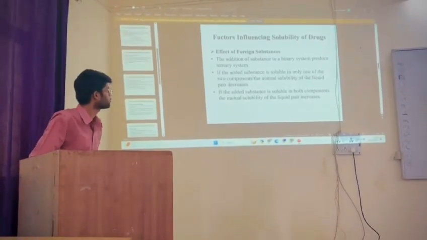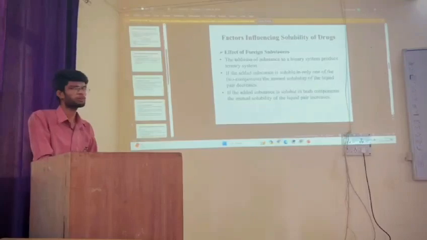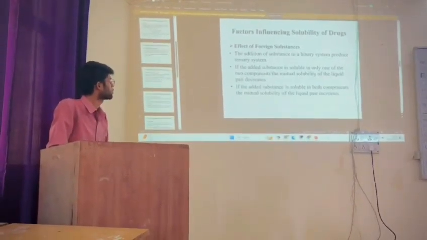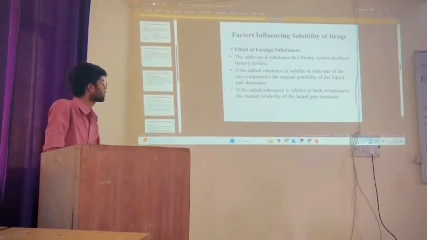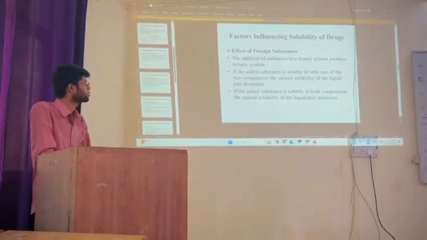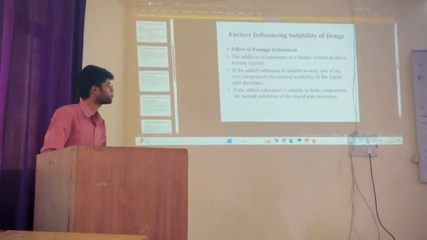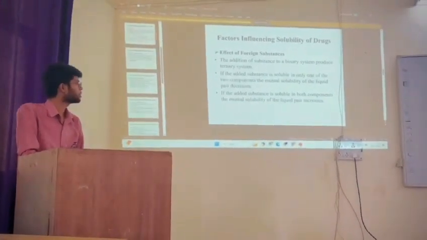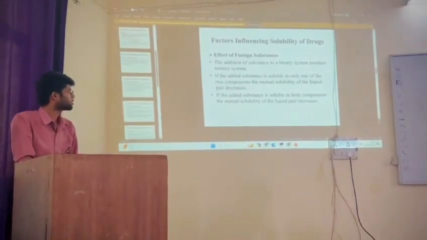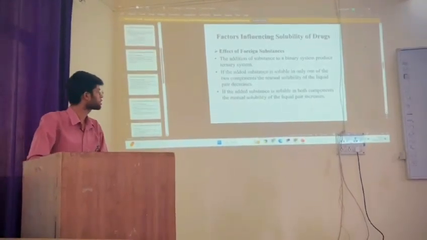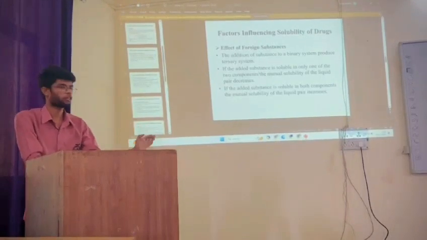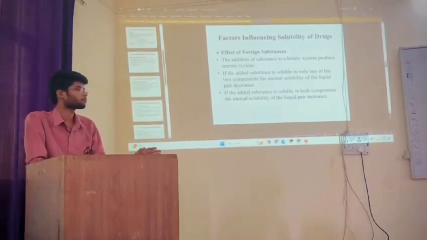Next is the effect of foreign substances. The addition of a substance to a binary system produces a ternary system. If the added substance is soluble in only one of the two components, the mutual solubility of the liquid pair decreases. If the substance is soluble in both components, the mutual solubility of the liquid pair increases.